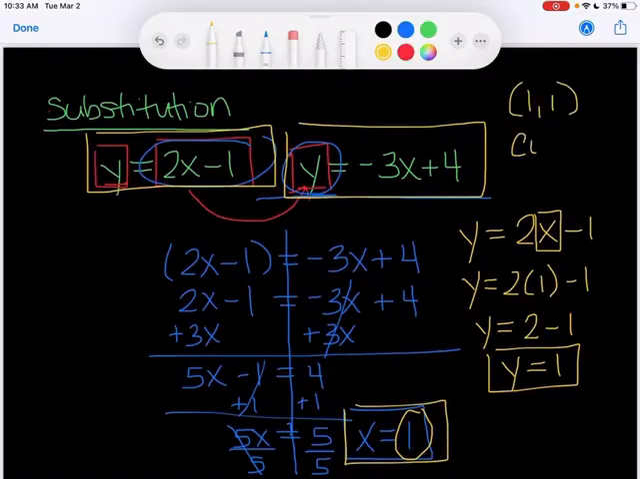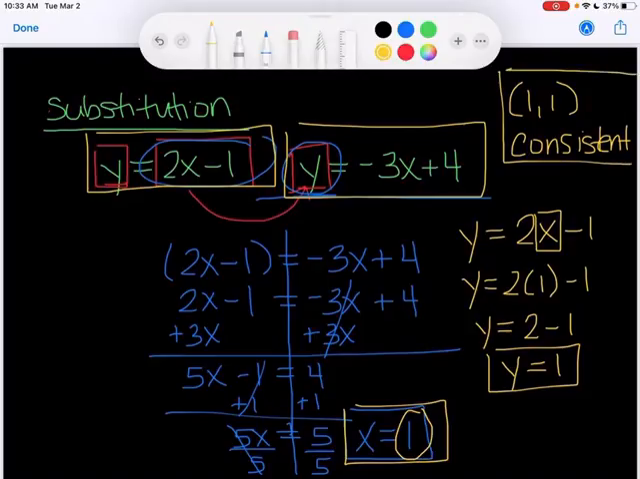And this is a consistent system because you end up with an ordered pair. They cross at the ordered pair (1, 1). Okay. I want to look at one more example.